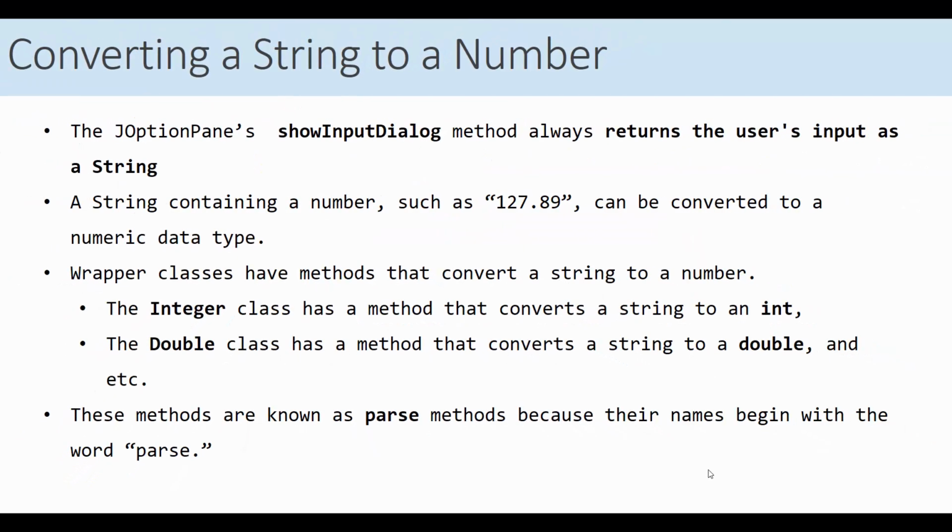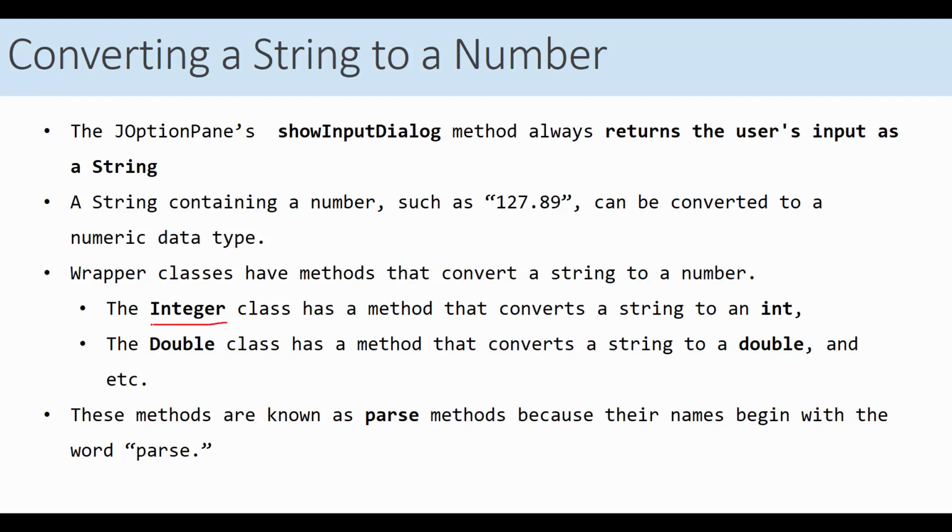The JOptionPane showInputDialog always returns your input as a string, even if you enter digits. So if your input is not a string, like an integer or a floating point value, you need to convert it to the equivalent numeric type. In Java, there are wrapper classes that convert a string to a number. Those classes are available for almost every primitive data type.